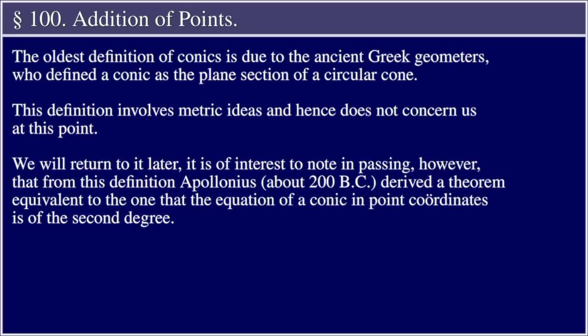as the plane section of a circular cone. This definition involves metric ideas and hence does not concern us at this point. We will return to it later. It is of interest to note in passing, however, that from this definition, Apollonius, about 200 BC, derived a theorem equivalent to the one that the equation of a conic in point coordinates is of the second degree.